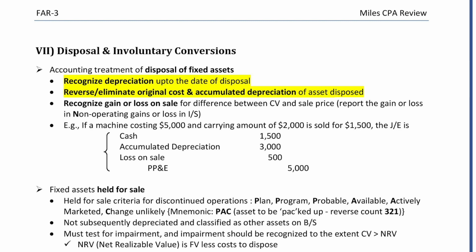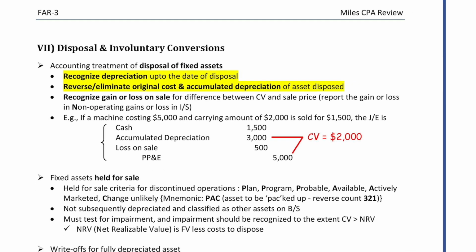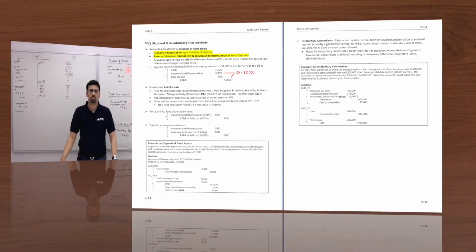Now you got a journal entry here where the credit is to PP&E for $5,000 and you also have accumulated depreciation which is debited, in this case $3,000. So draw an arrow out from $3,000 and $5,000 and write carrying value of this piece of equipment, that's $2,000. Cash came in $1,500. The difference between $2,000 carrying value and the cash of $1,500, the sale price that's coming in, that's the loss on sale, $500.